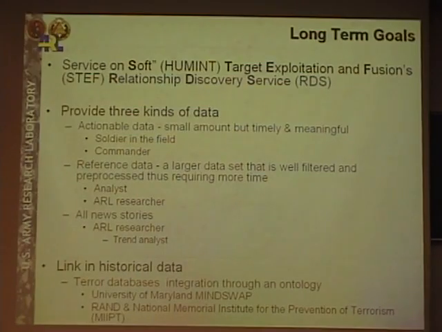I also want to be able to link to other databases. So I would like to be able to go out and link to a terrorist database. So if I have somebody's name in there, I could go out and get other information and link to it, and enrich the news information from other data sources.